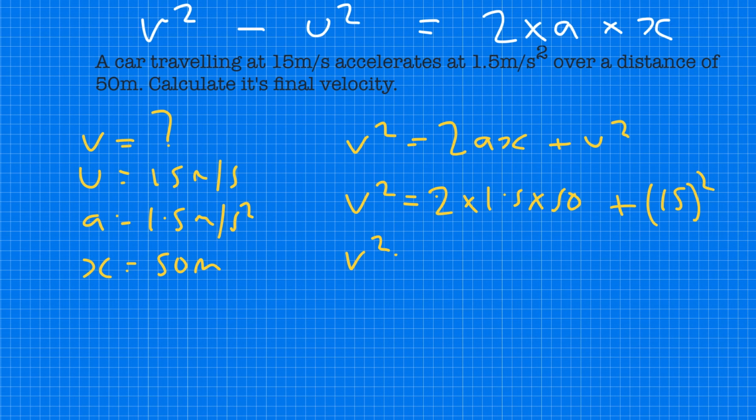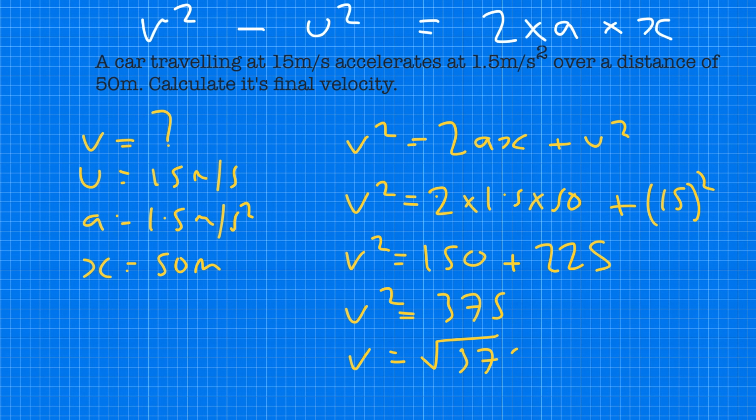So we end up with v squared equals 150 plus 225. V squared equals 375. But don't forget, that is v squared. So if we want to find out v on its own, we need to do the opposite of a square, which is a square root. So v equals the square root of 375, which gives us a final velocity of 19.4 meters per second. Don't forget your units at the end.